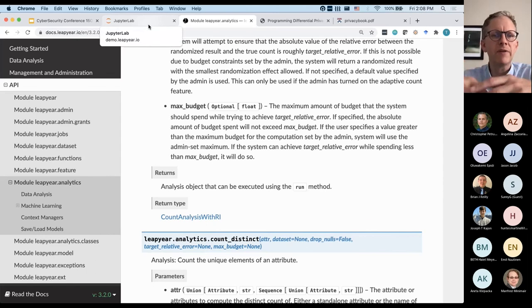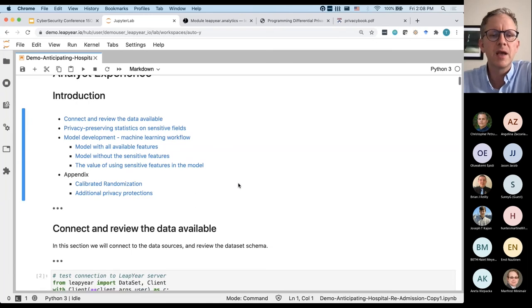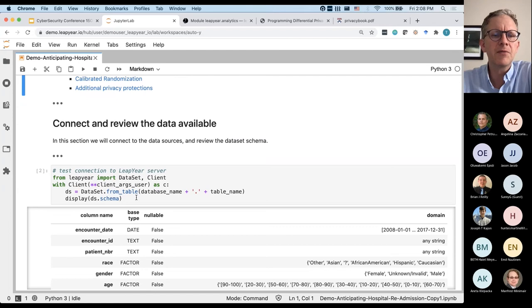The platform itself involves not just the differentially private calculations, but also various access controls and such that ensure that the individual doesn't have any backdoors to accessing the data directly, and that all of their interactions with the data happen via differentially private processes. But to gloss over a bit of that, the LeapYear API.